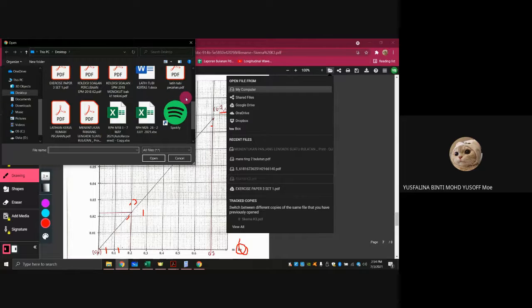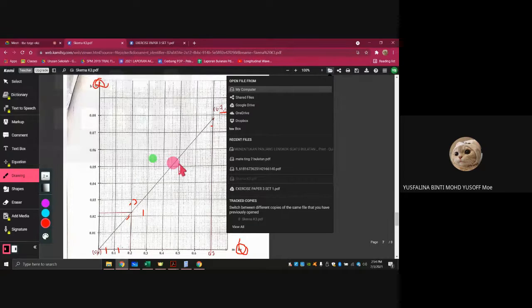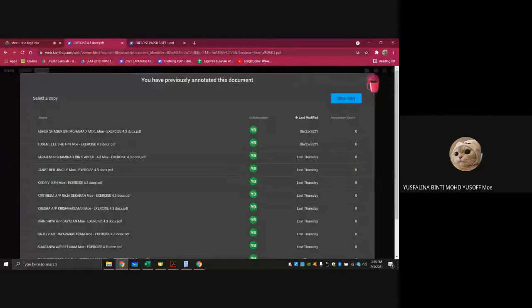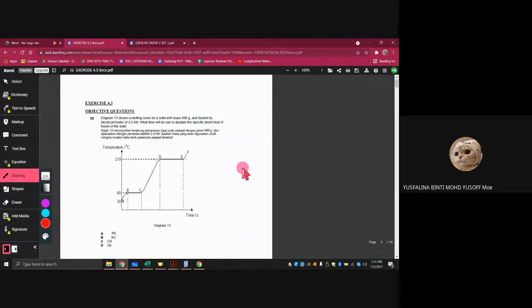We still have 4.3 to discuss. So we discuss 4.3 first. Okay, so 4.3 is actually for specific latent heat. There are two types of specific latent heat: vaporization and also fusion. Fusion is from solid to liquid or liquid to solid. Vaporization is gas to liquid and liquid to gas.